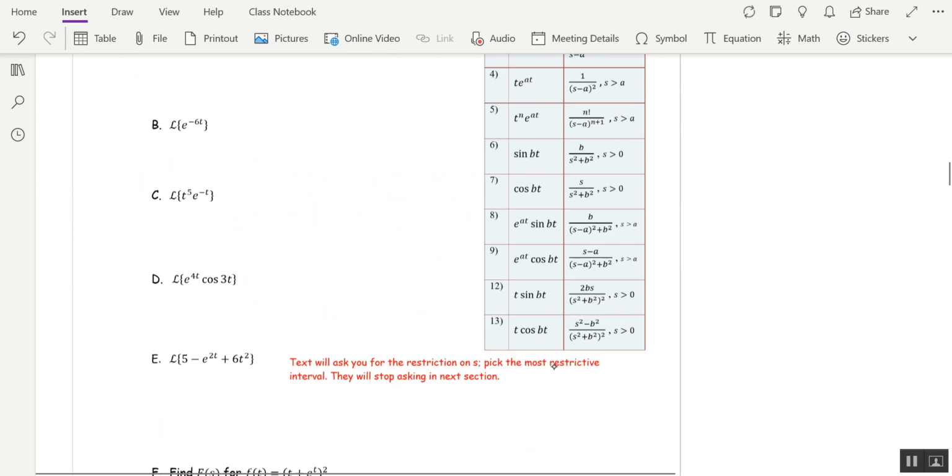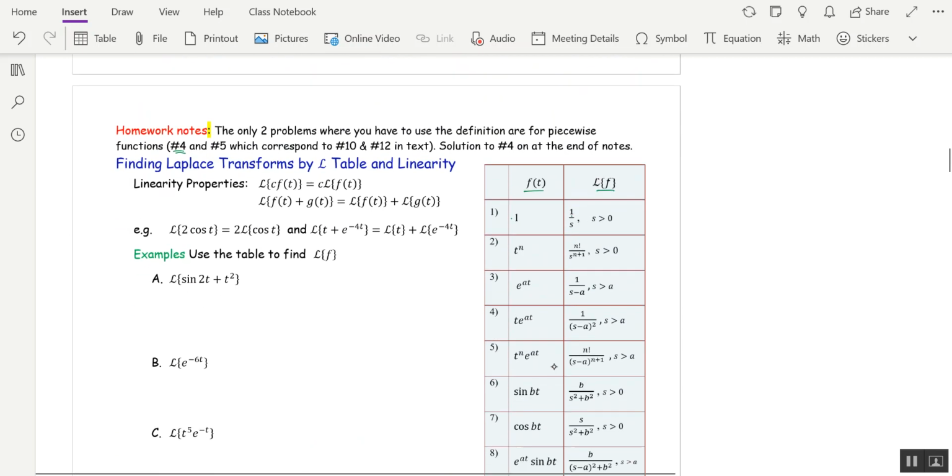Okay, so now let's use the table. This is the fun part. Laplace transform is linear. What does that mean? It means if you want the Laplace transform of the sum of two functions, like this example here, you can take the Laplace transform of each function and then add. Also, if you want the Laplace transform of a constant, like 2 times a function, pull the 2 out, find the Laplace transform of the function, and then multiply by 2. So we'll use those properties.